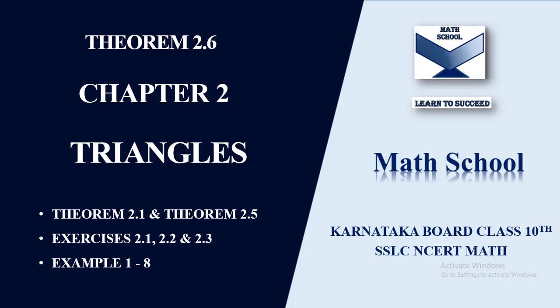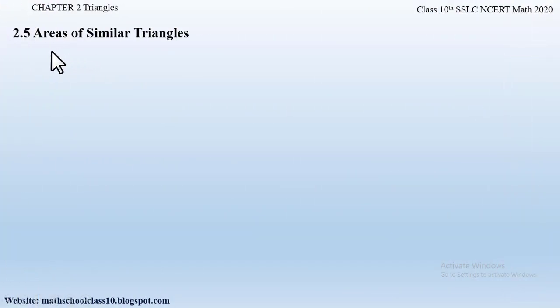So now quickly let us begin with the video. In today's video, we will start with section 2.5, that is areas of similar triangles, from chapter 2, Triangles. So we have already learned about two similar triangles, right? The ratio of their corresponding sides is equal. So in this section, we will be finding out the relationship between the ratio of their areas and the ratio of the corresponding sides. Since the area is measured in square units, the ratio of areas of the two triangles is given by the square of the ratio of their corresponding sides.